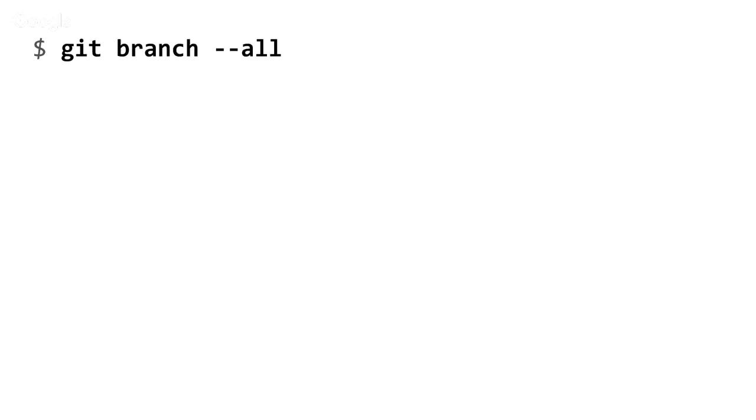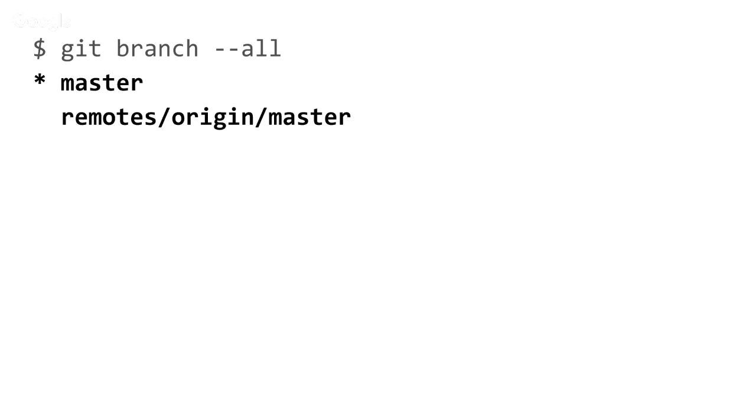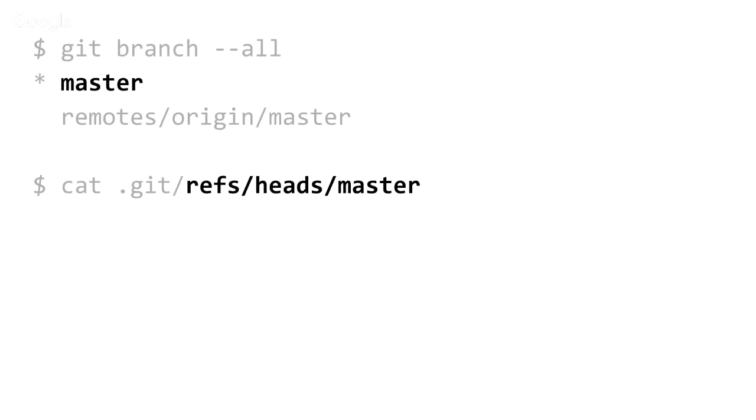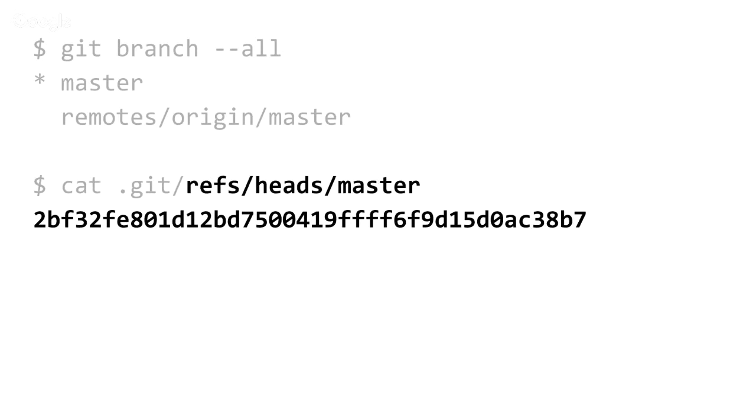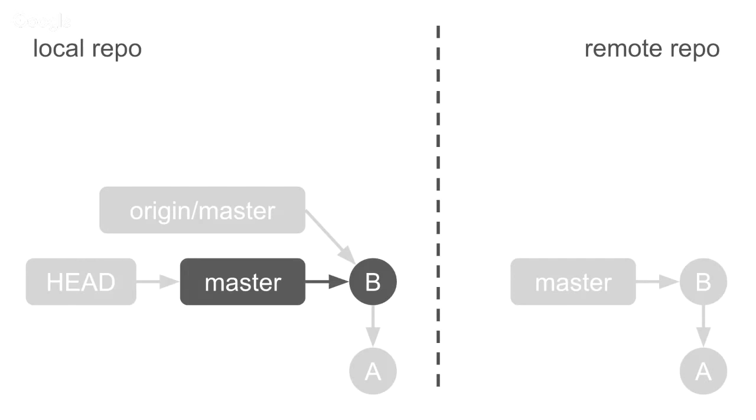I would like now to see all the branches that I have locally with git log --branches --all, and I see that I have master, and I see there is some branch remote origin master. Of course, we know what the second one is. Again, I can quickly look into the file where Git stores the hash for this branch, and it is: master points to commit B.